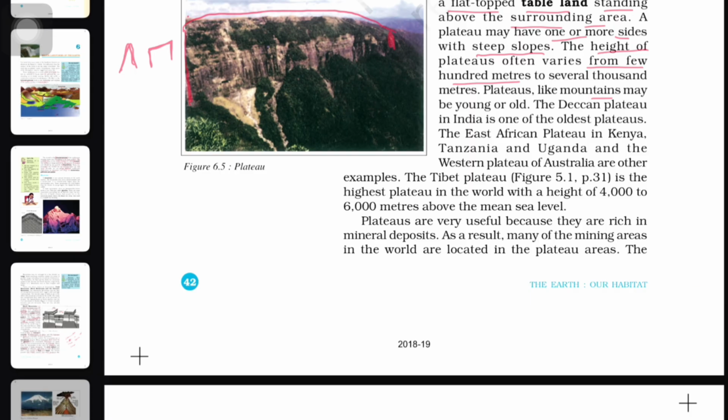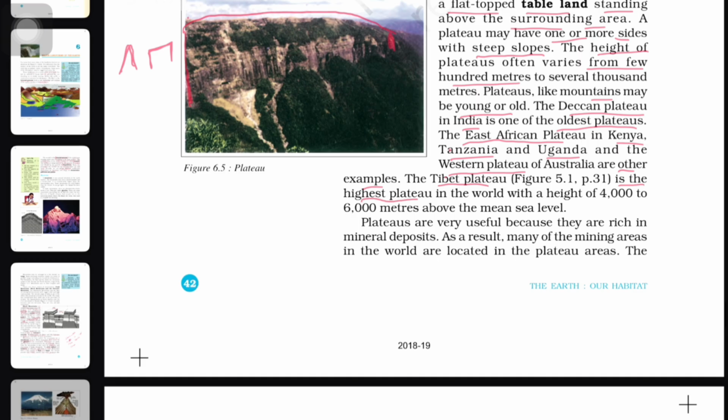Plateaus, like mountains, may be young or old. The Deccan Plateau in India is one of the oldest plateaus. The East African Plateau in Kenya, Tanzania, and Uganda, and the Western Plateau of Australia are other examples. Tibet Plateau is the highest plateau in the world, with a height of 4,000 to 6,000 meters above the mean sea level. So basically, plateaus are the flat top tableland.